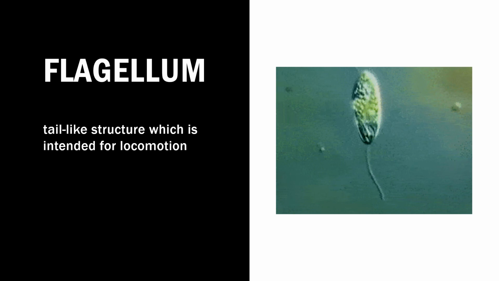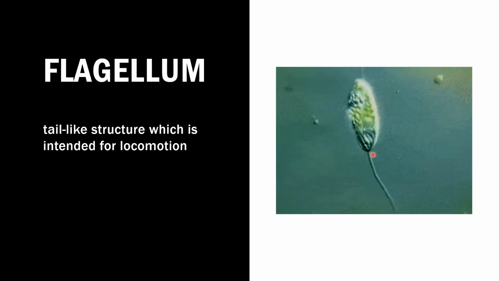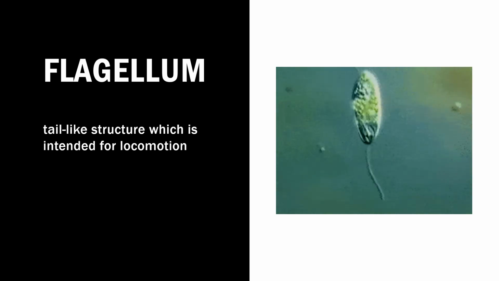Next, we have the flagellum. As you can see here in the picture, this part here, the tail-like structure, is what we call the flagellum, and it is intended for locomotion or for the movement of cells.